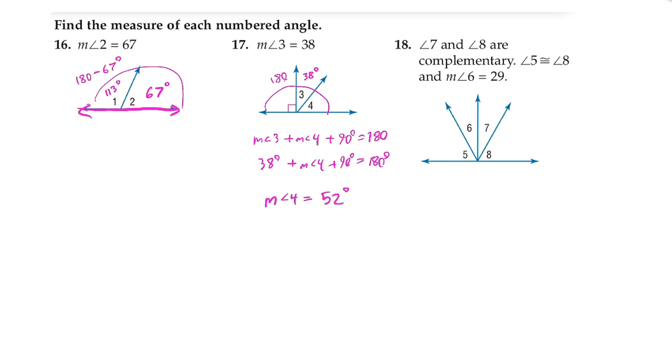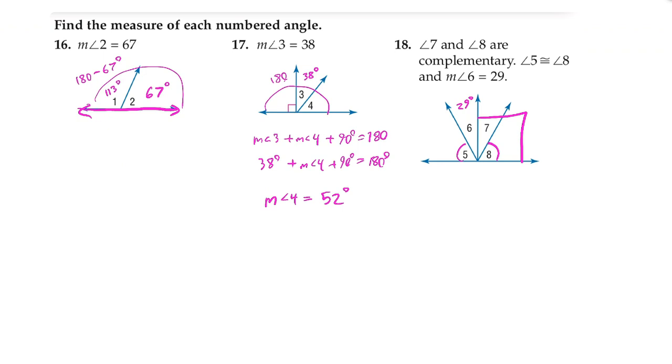Okay, 7 and 8 are complementary, and 5 and 8 are the same. So I'm going to mark that these are the same. It says 7 and 8 are complementary. That means this is a big right angle. That's a giant right angle symbol. And it tells us that this is 29 degrees, okay?